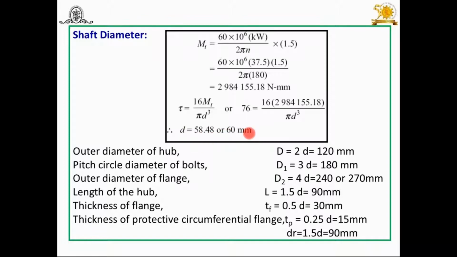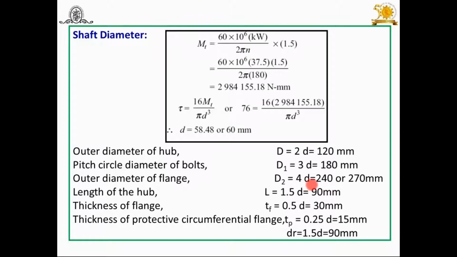Now, once you know the diameter, by using empirical relations we can easily find out the other dimensions of the coupling. Now, let us find it out. The outer diameter of the hub is 2D, that is 60 multiplied by 2, 120 mm. The pitch circle diameter of the bolt, D1, is 3D, 180 mm. Then the outer diameter of the flange, 4D.